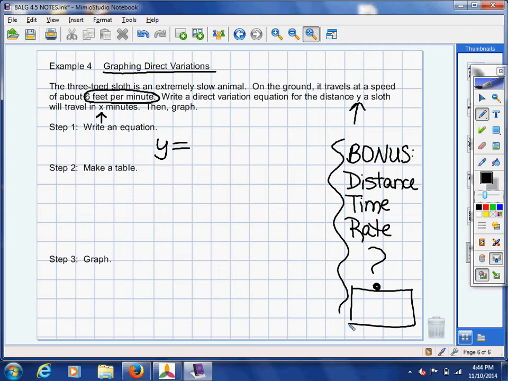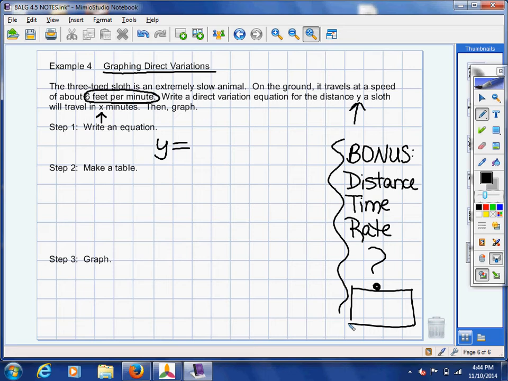So let's get back to writing our equation. What we want to do is use the 6 feet per minute. And we know that every minute that goes by, this creature is going to go 6 feet. So if you're having a hard time coming up with the equation, you're like, I don't have a clue, Mrs. Thompson, this is just over my head, I don't know what to write.